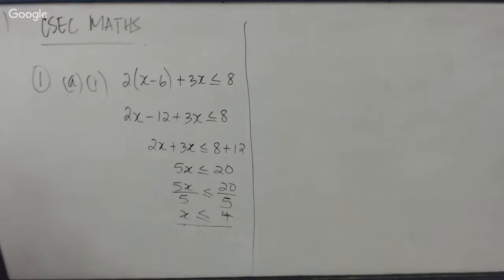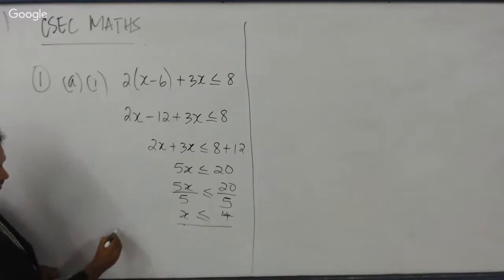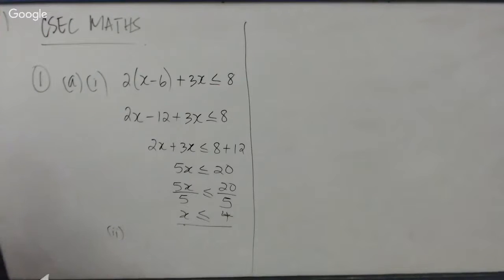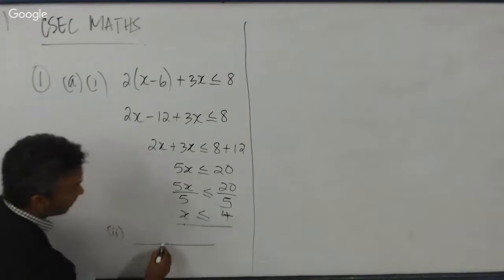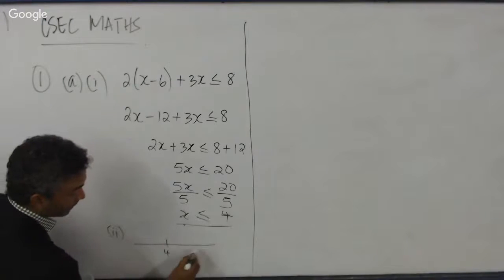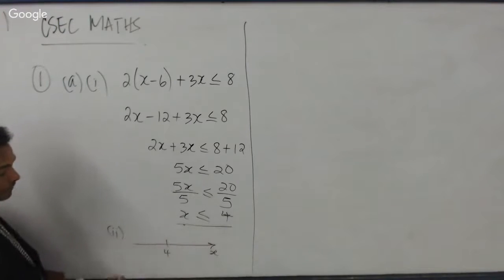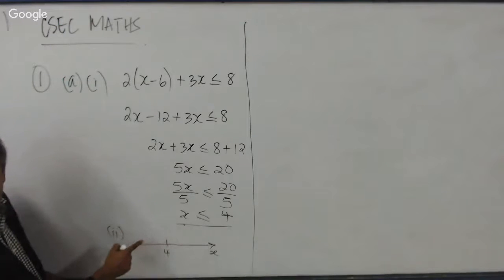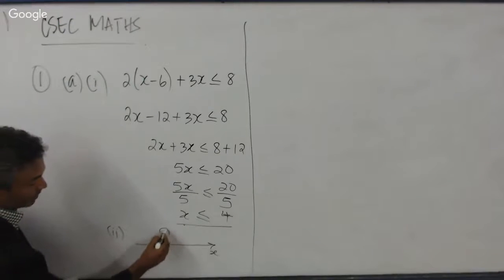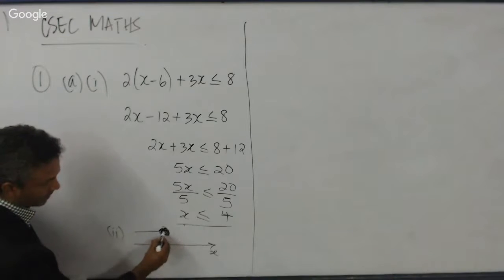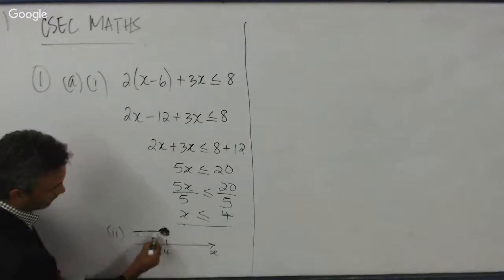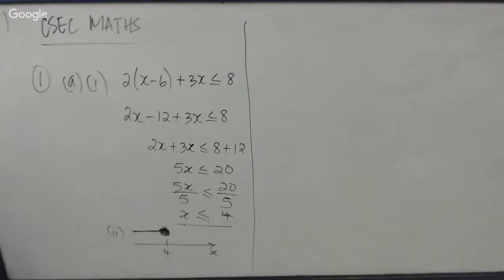For part 2, using a number line, show your solution. For the number line, I suggest you don't make it too complicated. It's okay as long as you have the 4 on the x-axis, and you have less than or equal to. So it will be like this, and you shade here. That's the solution, x less than or equal to 4. So you have 3 marks.